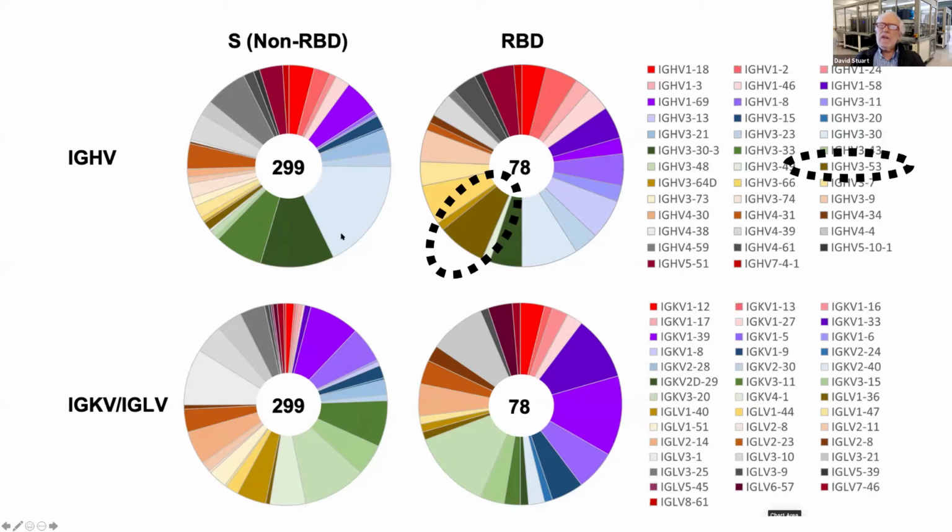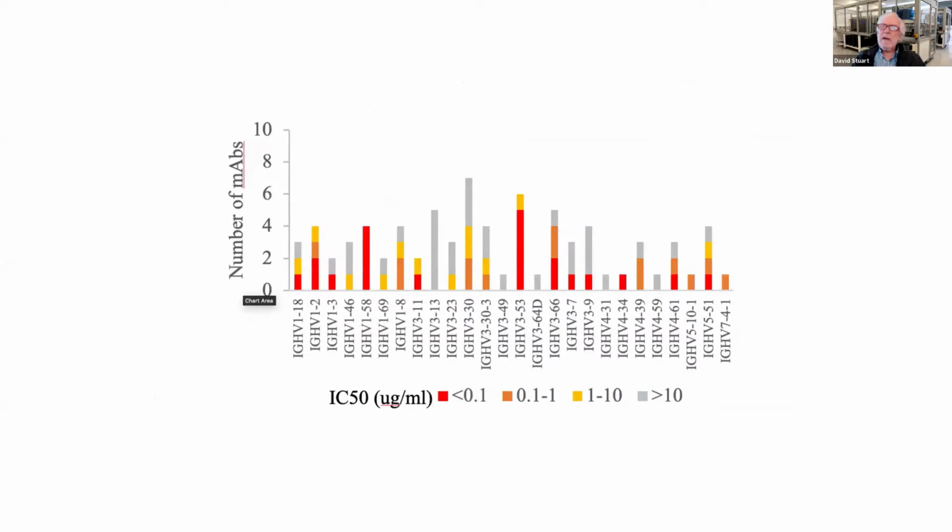And you can see it's not present again in just the non-RBD binders, but it comes up very strongly here in the RBD binders in the heavy chain. So this is a particular heavy chain that everybody has. It's very common. Well, maybe not everybody, but it's very common. And it's used to select binders to the receptor binding domain.